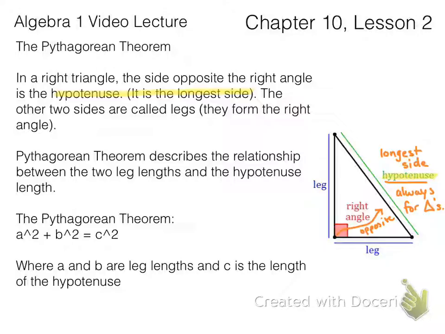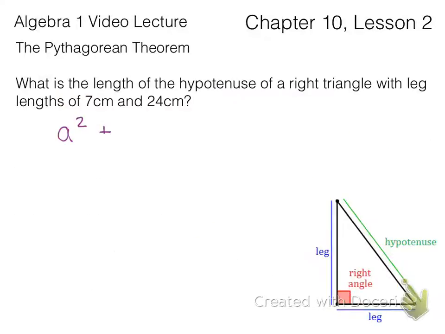And we can write that as a squared plus b squared equals c squared, which also looks like this. It's very easy to memorize, so please memorize it. Where a and b are leg lengths, and c is the length of the hypotenuse. So, we can use this same formula to figure out hypotenuse lengths if we know the two lengths of the legs of the right triangle.